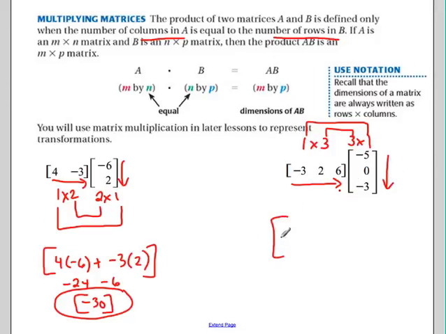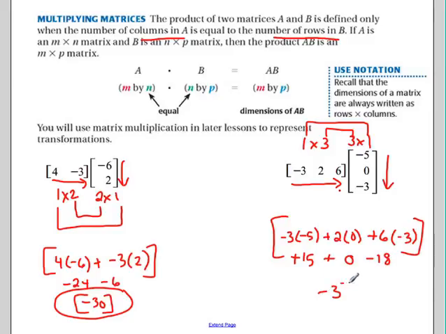So I will have negative 3 times negative 5 plus 2 times 0. So that's the second one here with the second one here. And then I'll say plus 6, the third one here. I'll multiply by the third one here, negative 3. Okay, this gives me positive 15. This gives me 0. And this gives me negative 18. So I have a grand answer of negative 3.